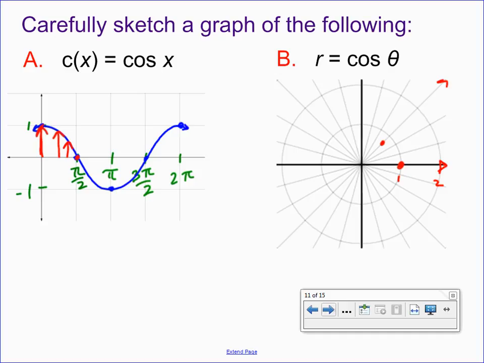Let's do pi over 3. So pi over 3 will be that direction. In the pi over 3 direction, I'm going to take my cosine function value and make the corresponding radius value. So what's the cosine of pi over 3? The cosine of pi over 3 is 1/2, right? So in the pi over 3 direction, I'm going to plot 1/2. So that would be halfway to that first radius mark. Is that about there? Yeah? Halfway? Cosine of pi over 2.